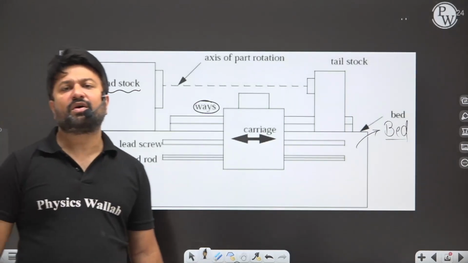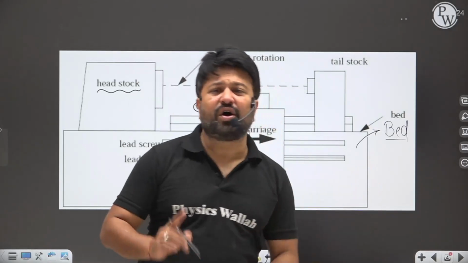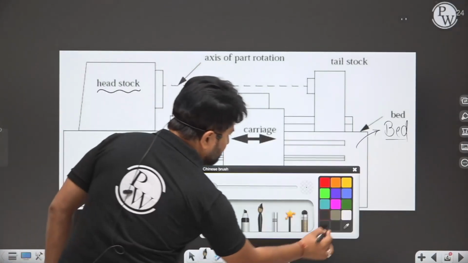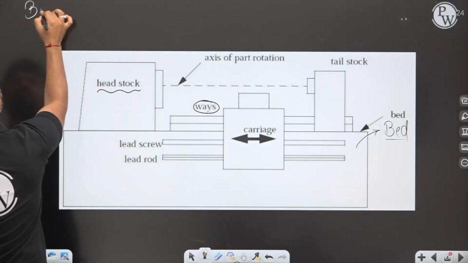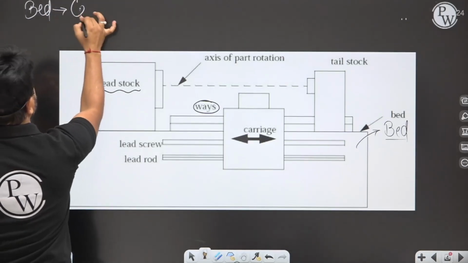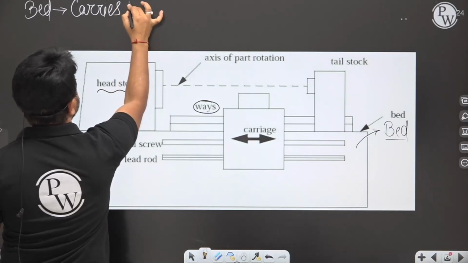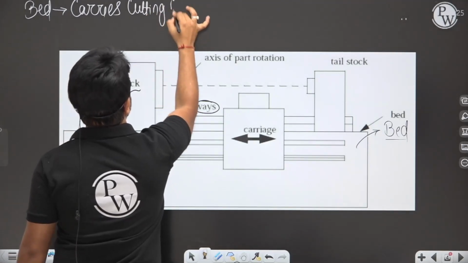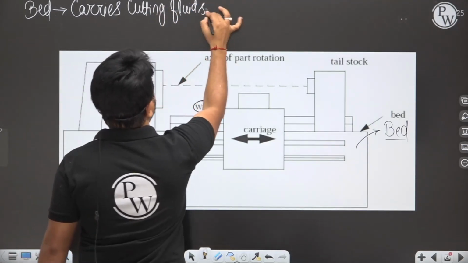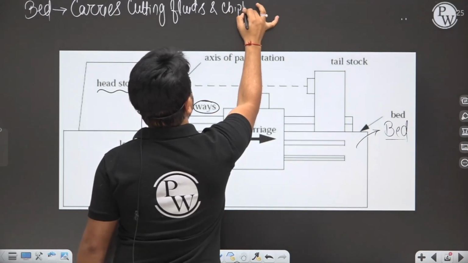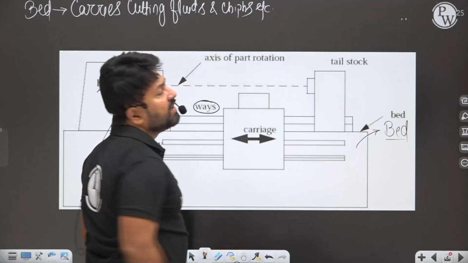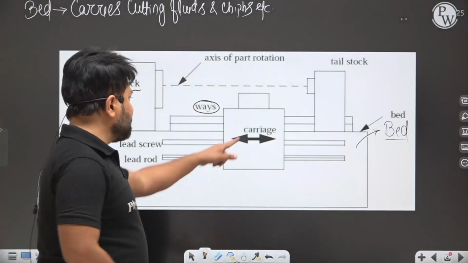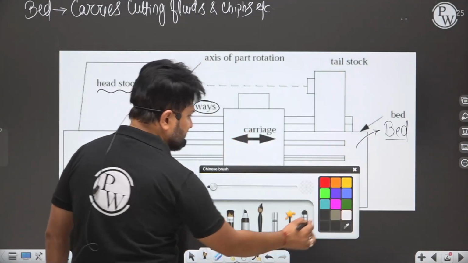This is the bottom part of the lathe that carries cutting fluid and chips, etc. Sometimes it will absorb the vibration which is produced in the machining. You can see here the carriage is there.